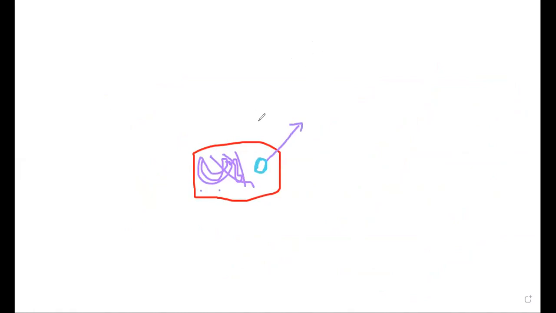They use a small syringe-like structure, like this, and here there is also a small piston.